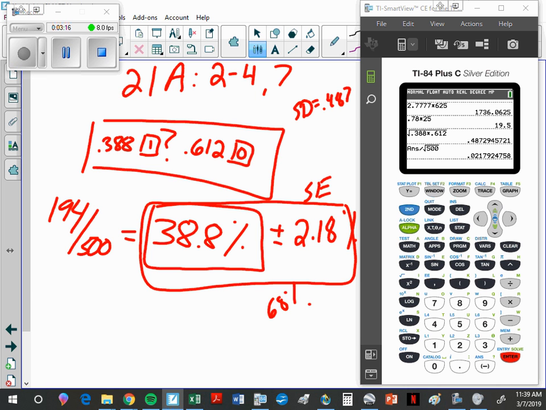Any questions about that? This is statistics. We are making an inference on the population given a sample.